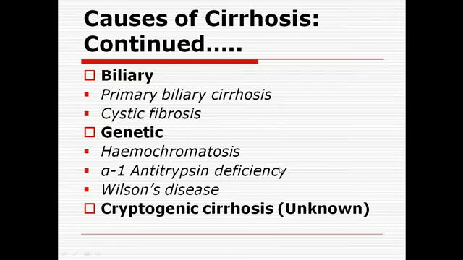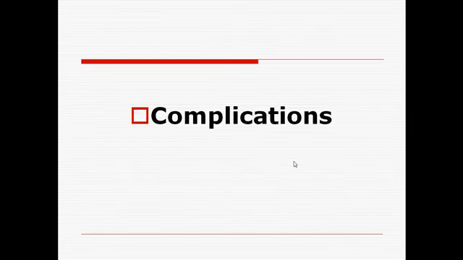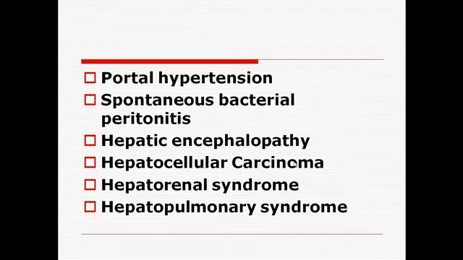Alpha-1 antitrypsin deficiency: liver disease combined with lung disease. Hemochromatosis, as you all know, is iron deposition in the liver. Cryptogenic: unknown causes. Complications: portal hypertension, spontaneous bacterial peritonitis, hepatic encephalopathy, hepatocellular carcinoma, hepatorenal syndrome, hepatopulmonary syndrome.